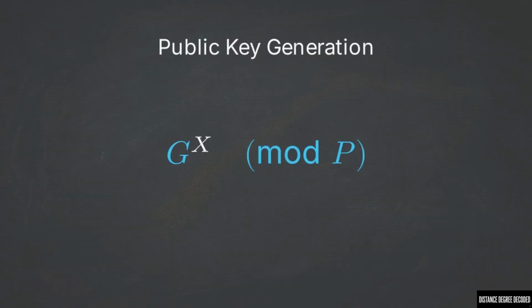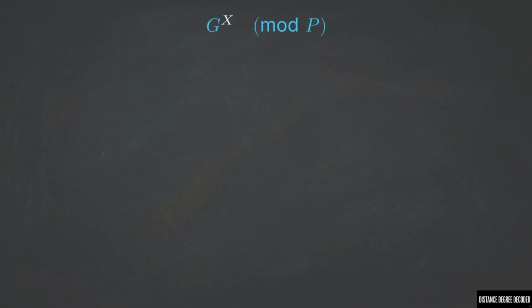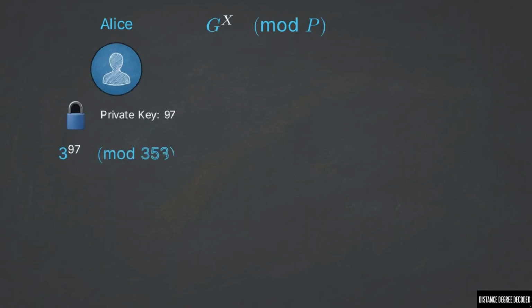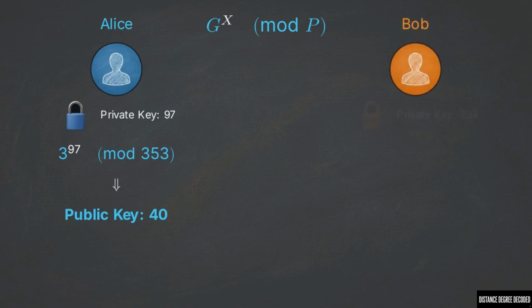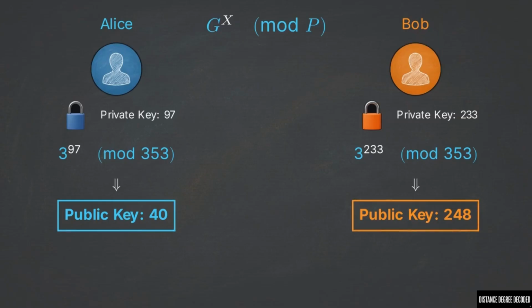Now we use a formula to transform those secret keys into shareable public keys. We take the public base g, raise it to the power of the secret key x, and find the remainder modulo p. Let's run Alice's numbers. She raises base 3 to the power of her secret 97, modulo 353. Her result is 40. Bob does the same with his number, 3 to the power of 233, modulo 353. His result is 248. These two results, 40 and 248, are their public keys. They are safe to share.